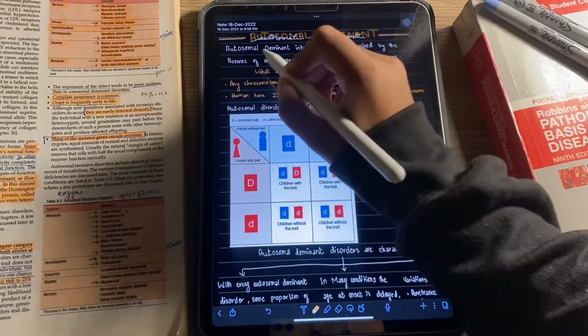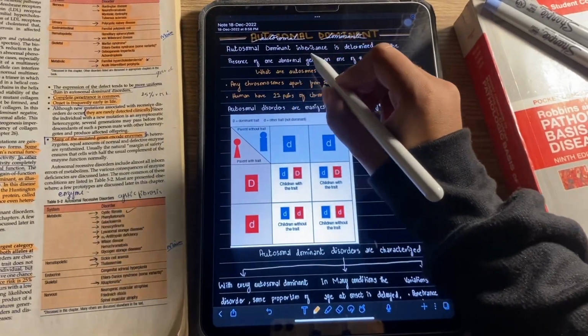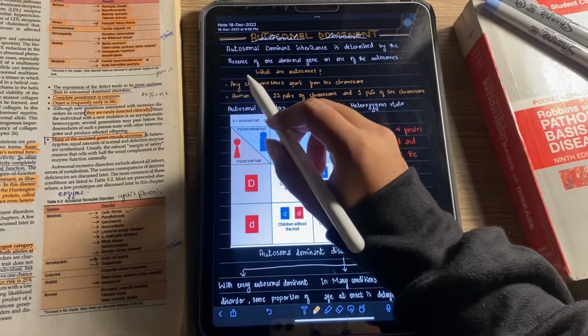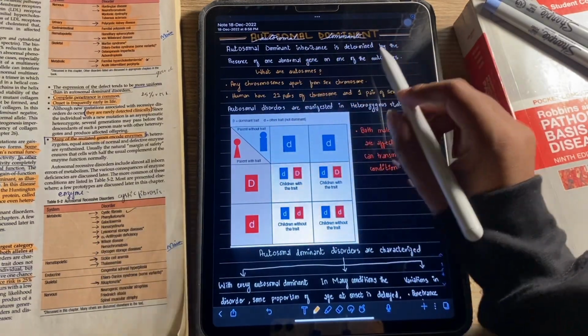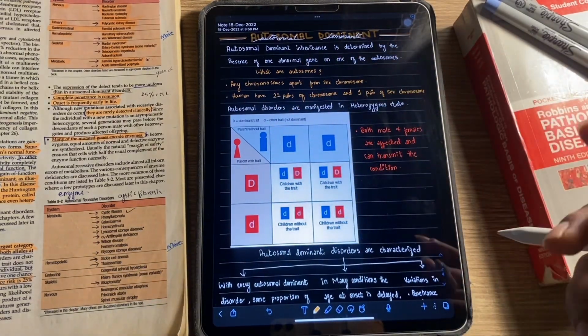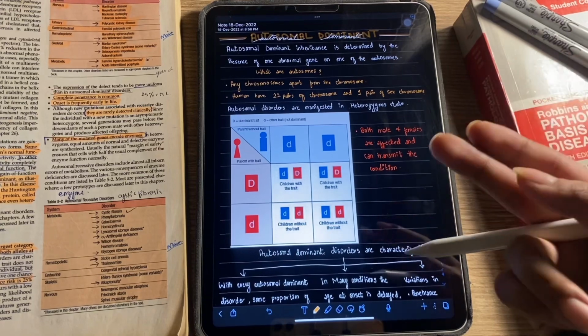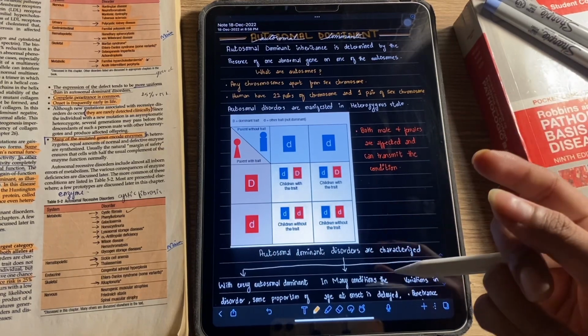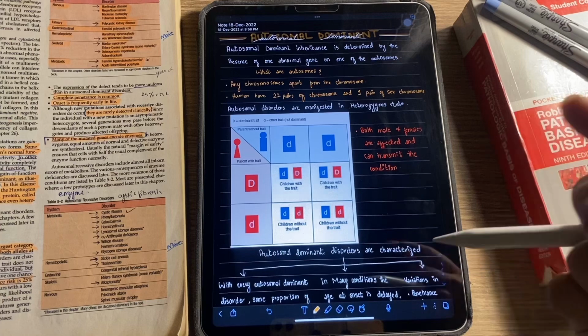Today we will be discussing autosomal dominant inheritance. It is determined by the presence of one abnormal gene on one of the autosomes. We usually have a pair of autosomes. उसमें से अगर एक allele भी जो है वो mutated होगी, the disease will be affecting the person.